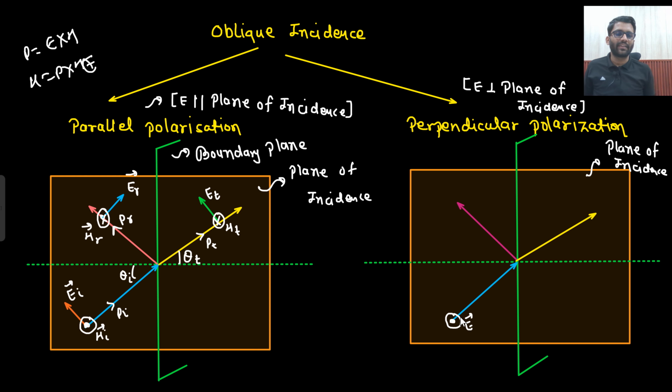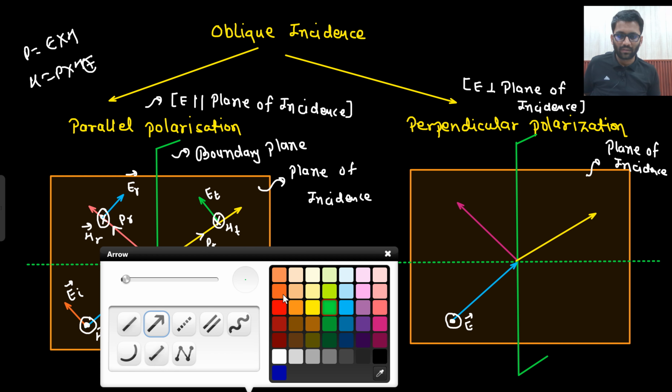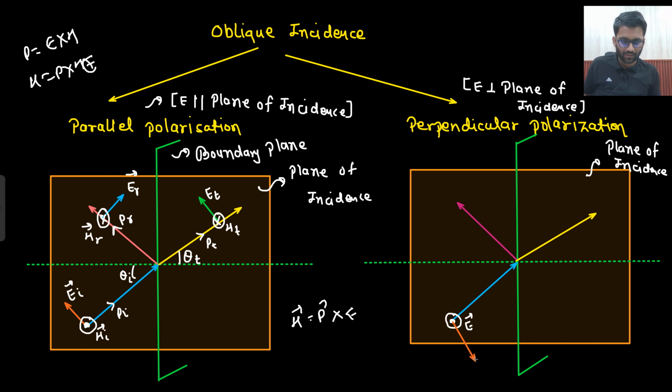Okay. So what will be the direction of H? The direction of H I need to determine. How would you determine it? I can determine the direction of H from P cross E. So H would be going downward. All these are incident. This is HI. This is PI. This is theta I, theta R. This is your PR.